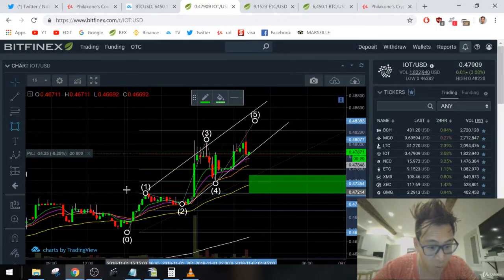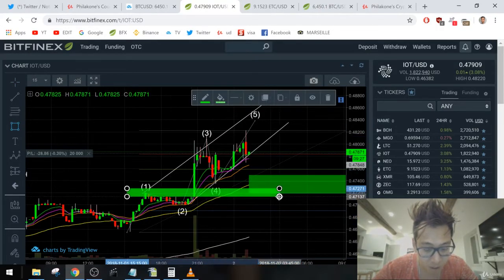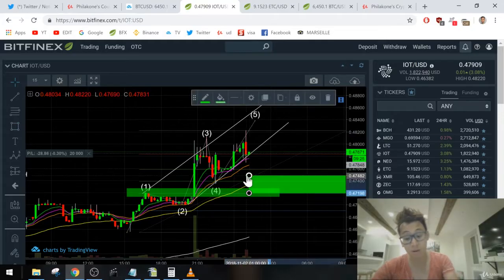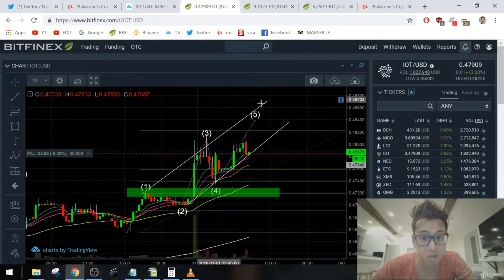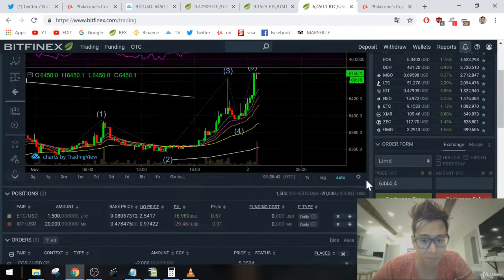Notice for Elliott wave right here, wave 1 acts as a support, but the price doesn't even get to that particular region, right? So I'm very interested right now in shorting IOTA.